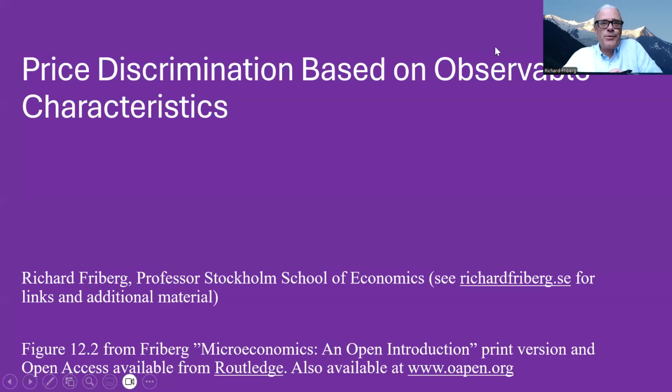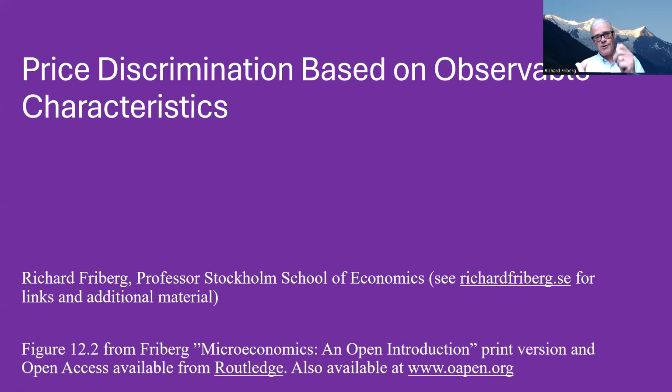So we're going to be looking at price discrimination based on observable characteristics. So, a simple case, where a monopolist is setting prices to different consumer groups. It could be students and people who are working, or it could be people based in different countries, etc. So there's some observable characteristic whereby the seller can identify these different groups.